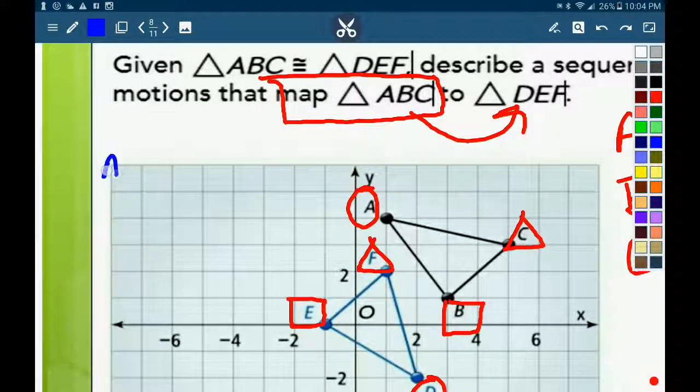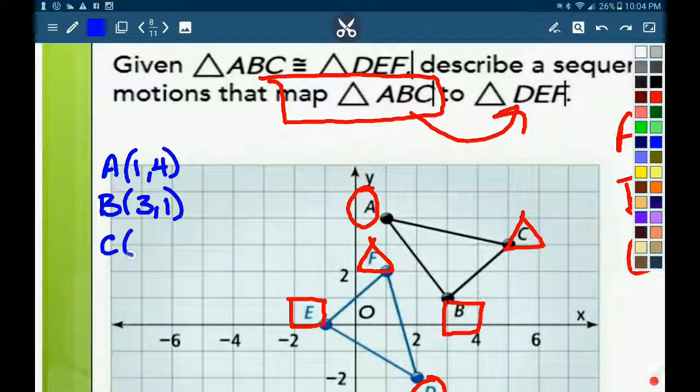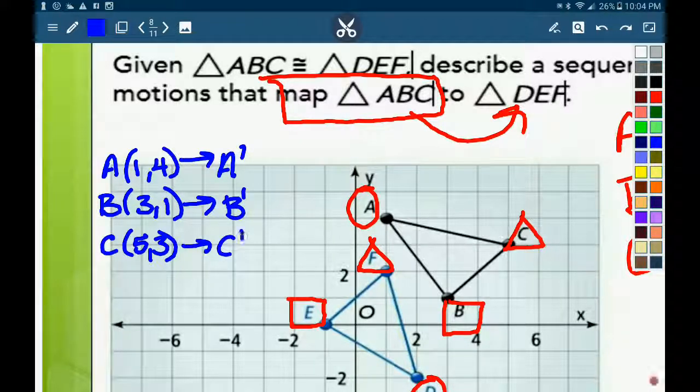Okay, so I've got A, which was at (1, 4), B at (3, 1), and C at (5, 3). If I rotate this 90 degrees, I'm supposed to flip the X and the Y and then think about what quadrant it lands in.